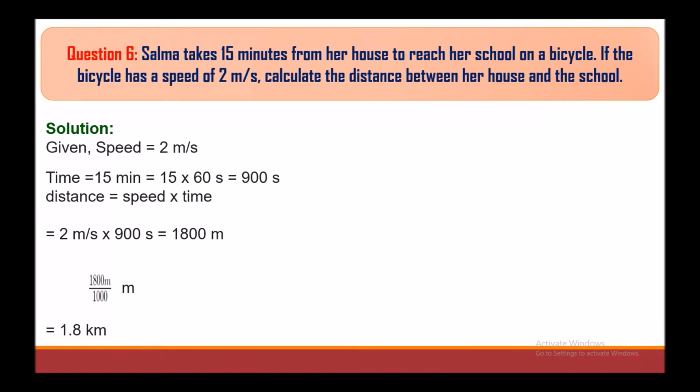Distance, the formula of distance is speed into time. So 2 meters per second into 900 seconds, that is 2 into 900 is 1800 meters. So 1800 meters upon 1000 meters, so it is 1.8 kilometers. So the distance between her house and school is 1.8 kilometers.